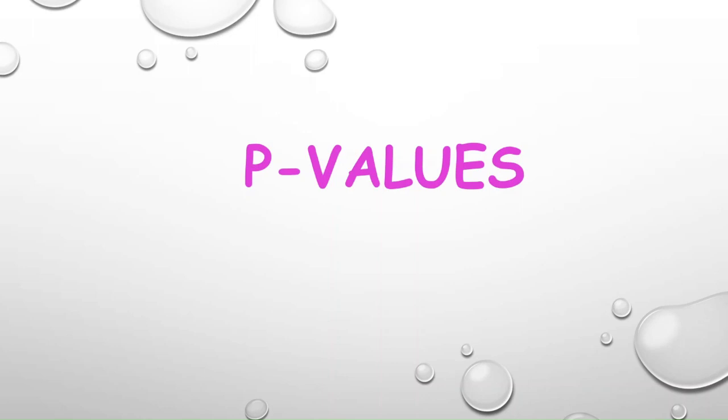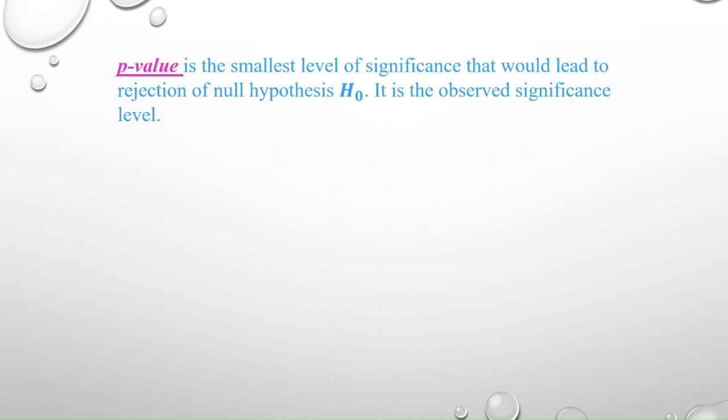In today's lecture, we'll be talking about p-values for the z-test. What is a p-value and how can we calculate it for different alternative hypotheses? It's the smallest level of significance that would lead to the rejection of the null hypothesis. It is the observed significance level. The significance level is always given in the exam, and it is denoted with alpha.